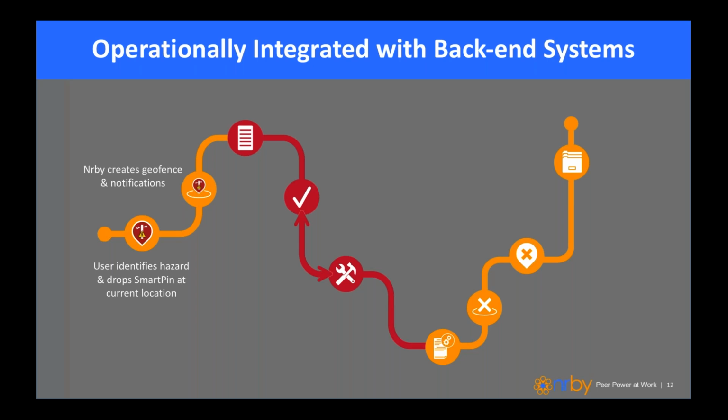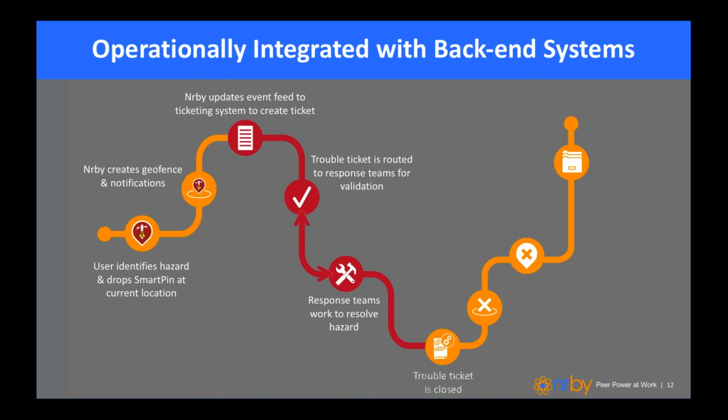NERBY instantly creates a geofence around that area and provides notifications to nearby workers. NERBY updates an event feed to a ticketing system to create a trouble ticket so that there's an automated way for the central response team to know the nature of the response and how to respond to it. And so it's routed for the teams for validation. They work on the response all the way till the resolution is made. And now that trouble ticket can be closed.